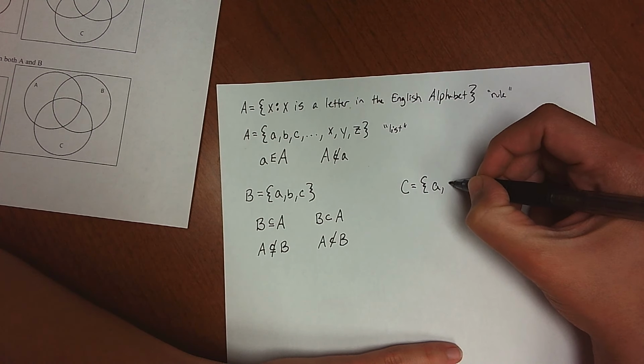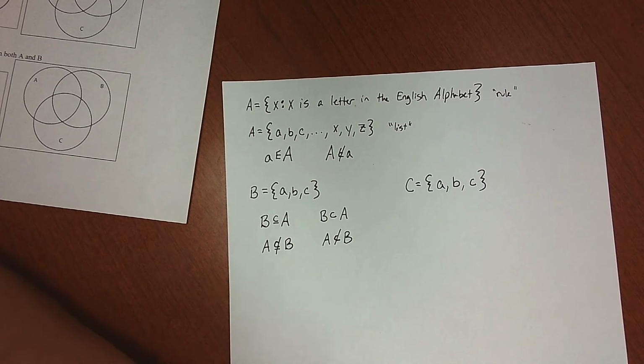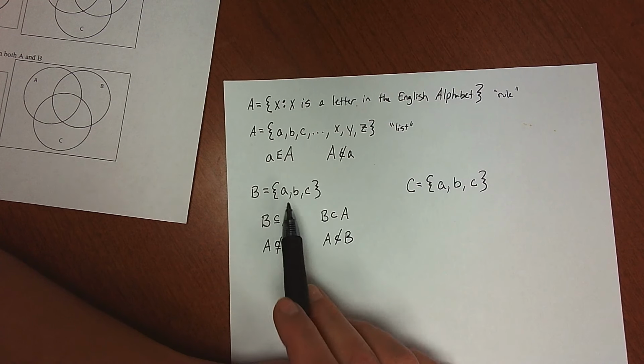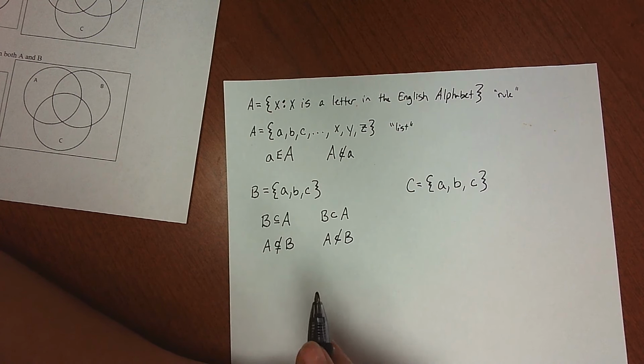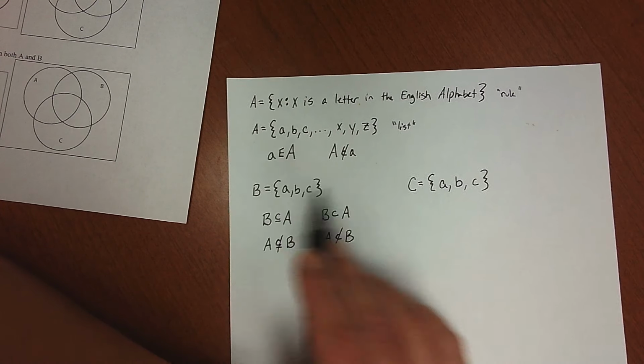Let's do A and then BC again. All right, so I could have switched that order around. I could have done CAB or BCA. The order doesn't matter. But clearly I used the exact same elements in C that I did for B.